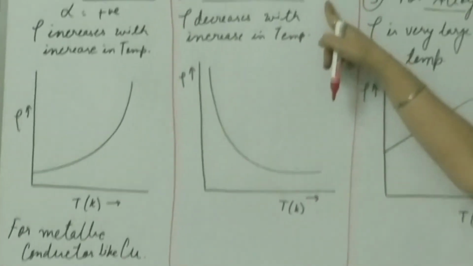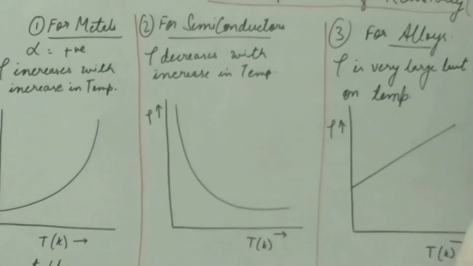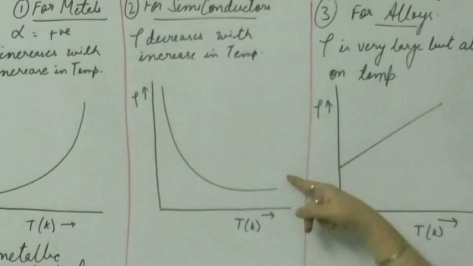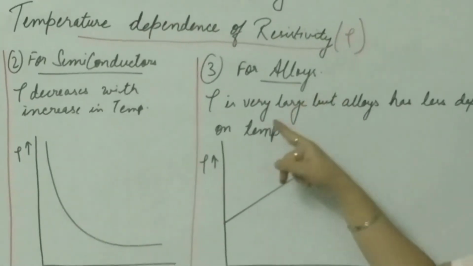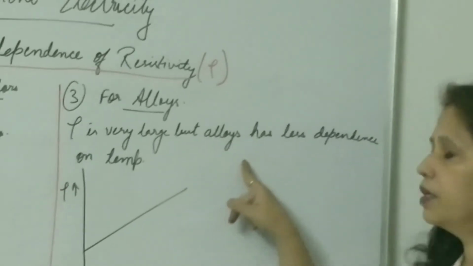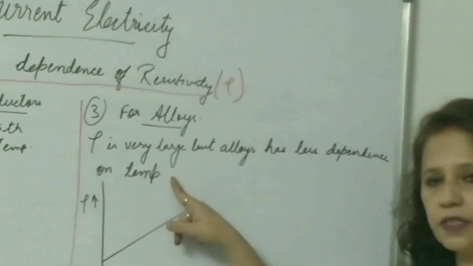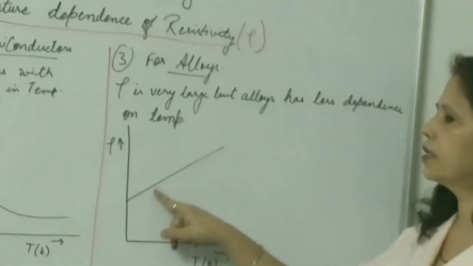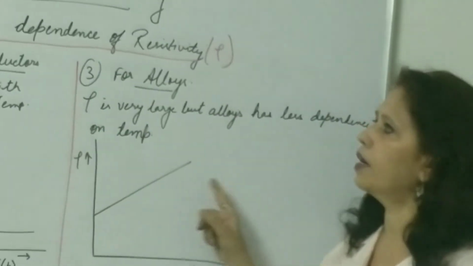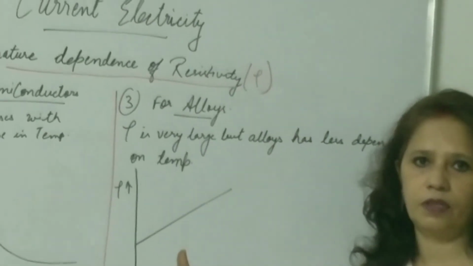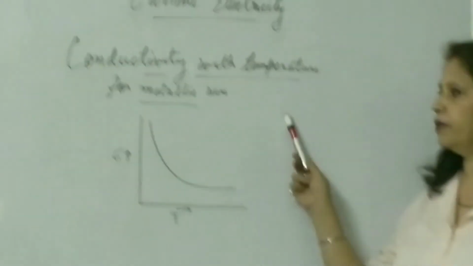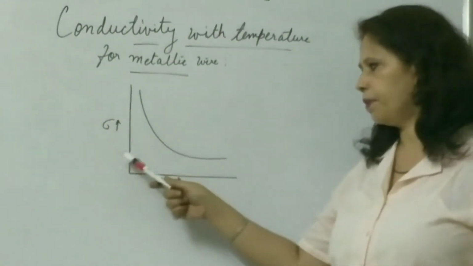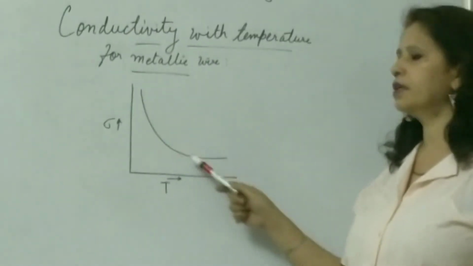Now coming to semiconductors. Rho decreases with increase in temperature. See, the plot of rho versus T. We get this type of graph. Then for alloys, rho is very large, but temperature dependence is less. If the graph is plotted rho versus T, we get a straight line over here. So these are the graphs of temperature dependence of resistivity. Conductivity with temperature for a metallic wire: if we plot a graph of sigma versus T, then we get again a hyperbola.